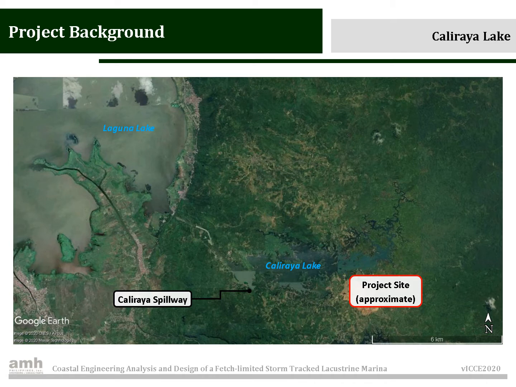Now zooming into Caliraya Lake, we can see from the zoomed-in image that it has a very complicated coastline and a number of land formations can be found within the main lake body. We could also see the networks of streams draining to the lake from various catchment areas upstream. The approximate location of the marina site is at east to southeast of Caliraya Lake, and the Caliraya Spillway and Laguna Lake are also shown as reference.